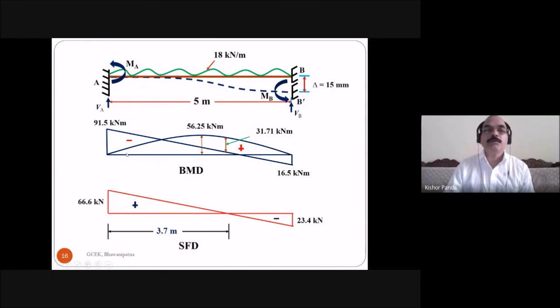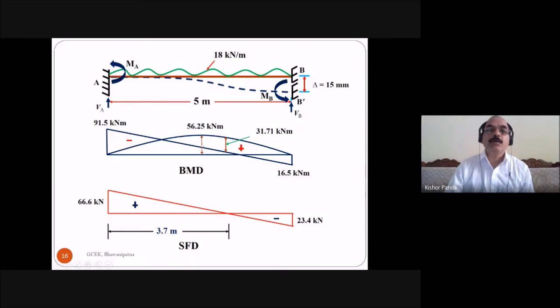So this portion cancels each other, due to positive and negative, and this remaining portion is positive, and this also positive. This is also positive. Means this is the combined bending moment diagram, or the final bending moment diagram of the fixed beam when the sinking of support takes place. So this portion is your positive portion, and this portion is negative. So the negative moment at A is 91.5 kilonewton meter, and the positive moment or sagging moment at a distance 3.7 meter is 31.71 kilonewton meter.